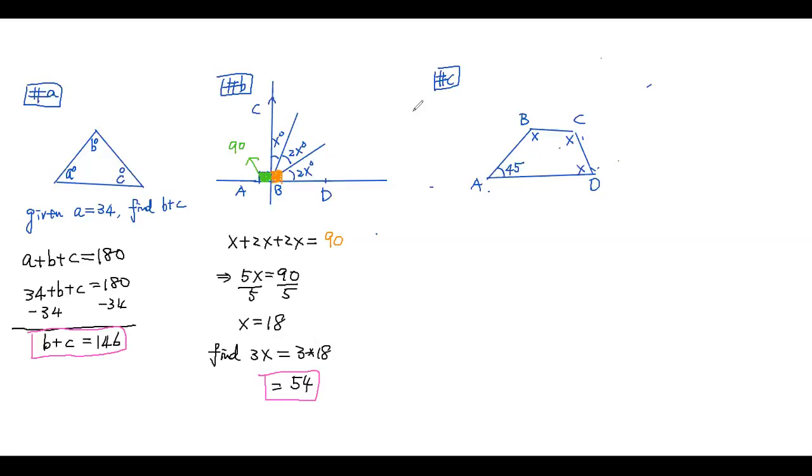Okay, so number C is here. They give us a quadrilateral, right? One angle is 45, and then angle B is x degrees, C is x degrees, D is x degrees. Now I want to find the value of x.